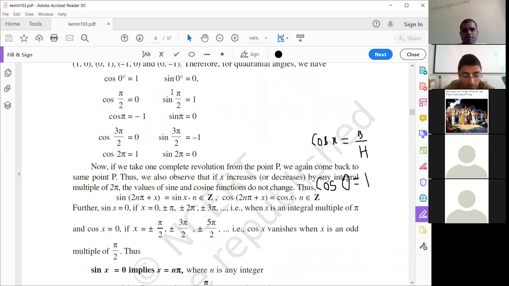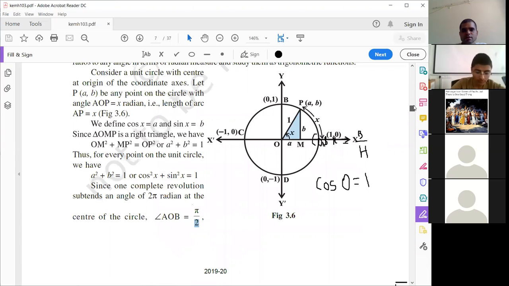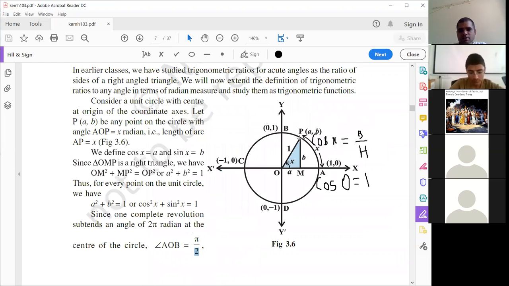So this is what is told here. Another thing told here is that if point P is rotated one complete rotation, meaning 360 degrees, it will again come to the same point P.